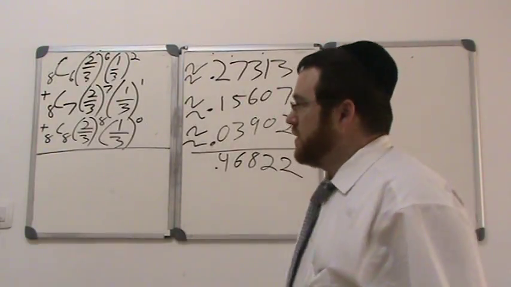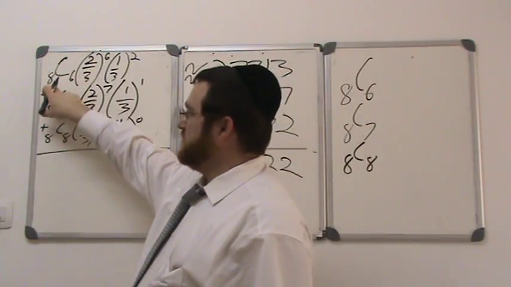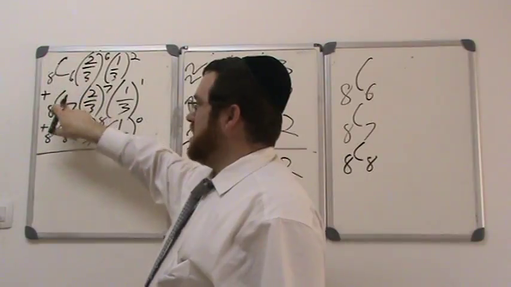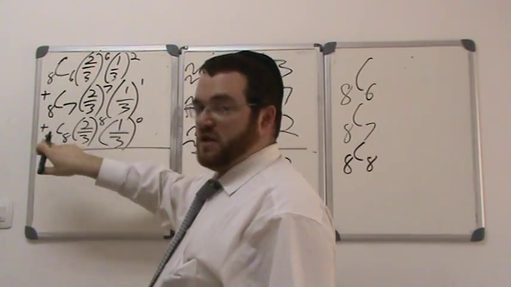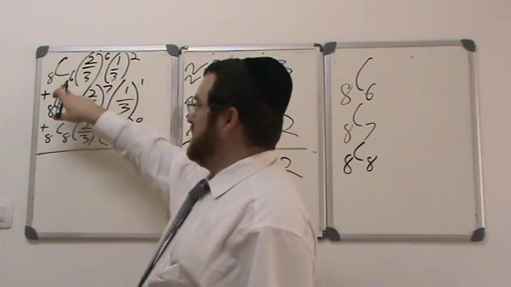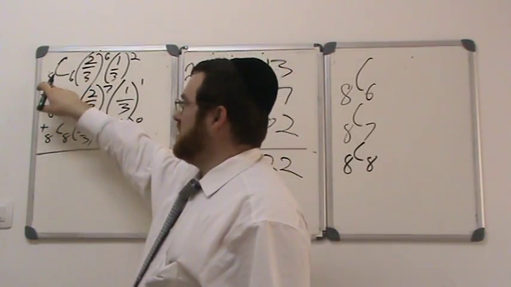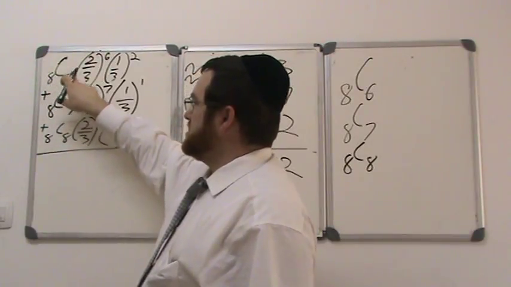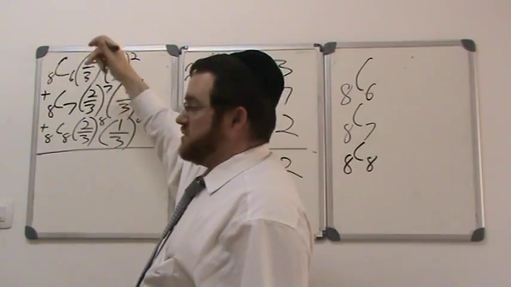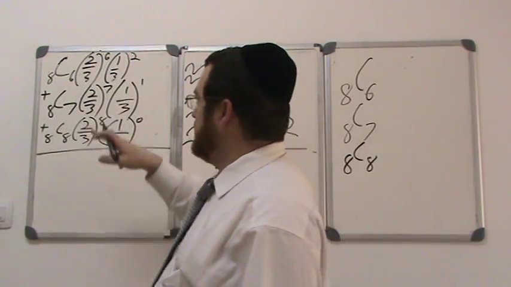So the probability of them winning at least 6 times is, first, they're going to win 6 times. They could win 6 out of 8, 7 out of 8, or 8 out of 8. All of them are at least 6 out of the 8 times. So the probability of them winning 6 times in the next 8 games is 8 combination 6 times 2 over 3 for each of the 6 games, meaning 2 over 3 to the 6th power.